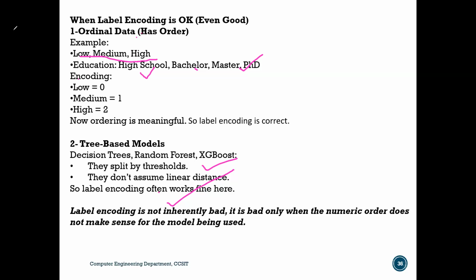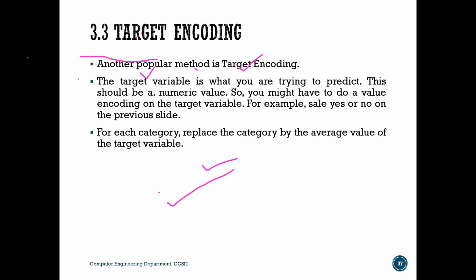So now the question is, okay, if we don't have ordinal data, then which technique can we use? So now the next technique is called target encoding. So in that case, you can use target encoding. Okay. So what is target encoding?